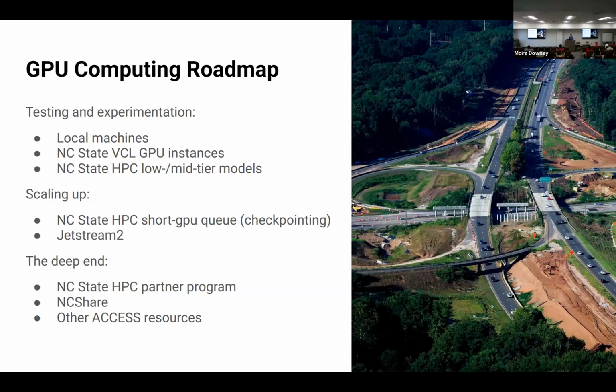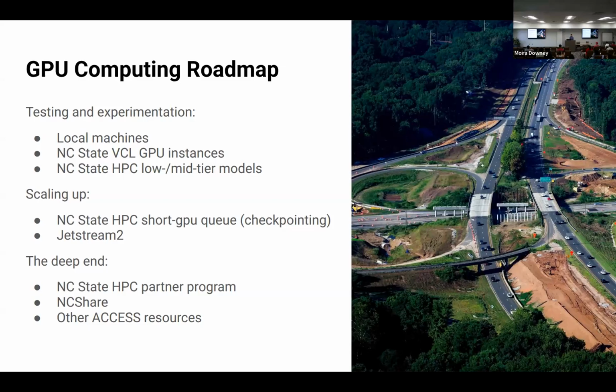Once you're scaling up, we have the NC State HPC's short GPU queue that Andrew walked us through. A great way to take advantage of more powerful GPUs someone else has already paid for, but only in 2-hour blocks. So either be running jobs in batches that will take less than 2 hours or build checkpointing in. We also have Jetstream 2, which is a great opportunity for scaling up to A100s or H100s that you can have full access to, use as much as you want, shelve as needed, that kind of thing.